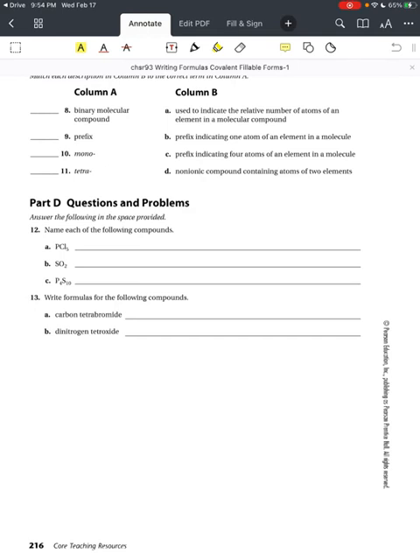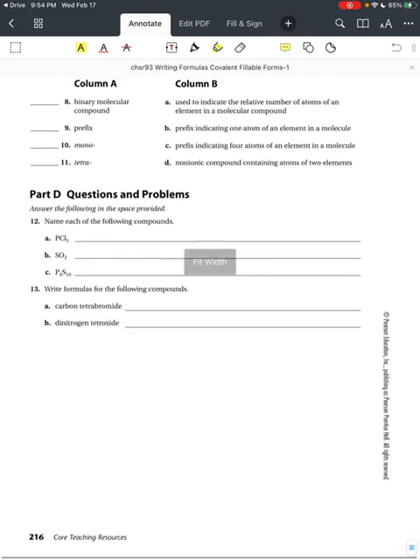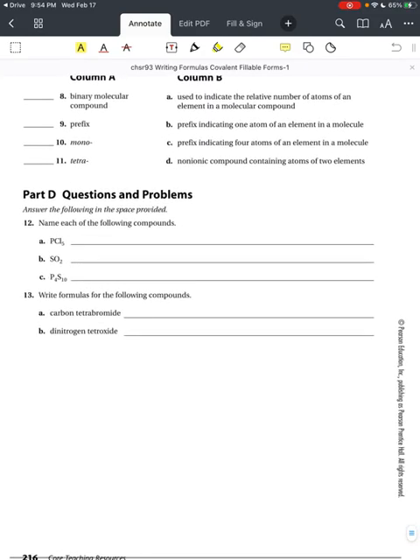And now it asks us, here's the real, did you get it? It asks us to name some compounds and then write some formulas. So number 12A, there's PCl5. That would be phosphorus pentachloride. Phosphorus pentachloride. Again, if you have trouble with any of these elemental symbols, it might be handy to have a periodic table in front of you.